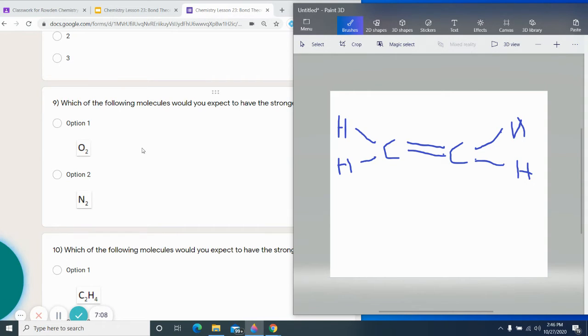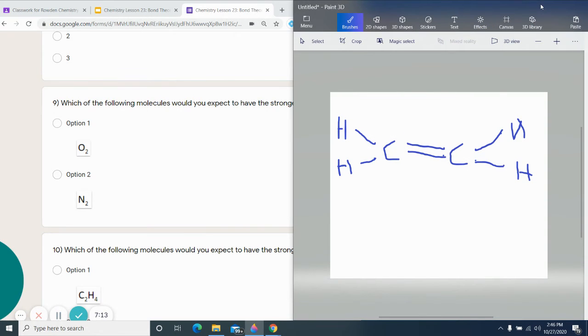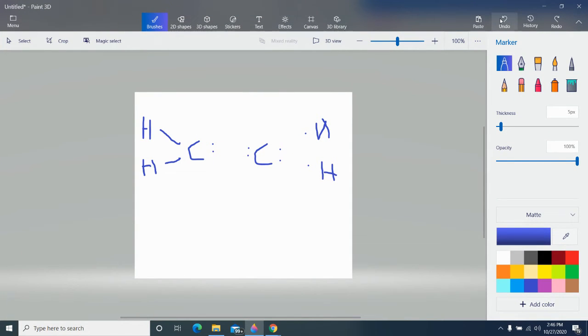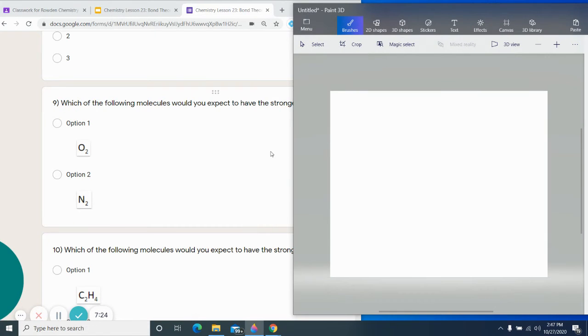Okay, now I pick between option 1 and 2. Which one is going to have the stronger bond? So for this one, what we'll want to do, let's draw both O2 and N2. I'm sure there's a much faster way to do this, but it works for now. So let's do O2. And so we have 1, 2, 3, 4, 5, 6. 1, 2, 3, 4, 5, 6. And so what we'll do is if we connect them once, they now have 7. Connect them twice, they now have 8.